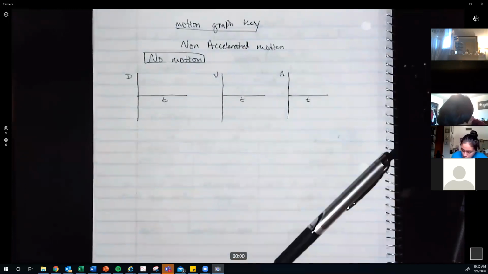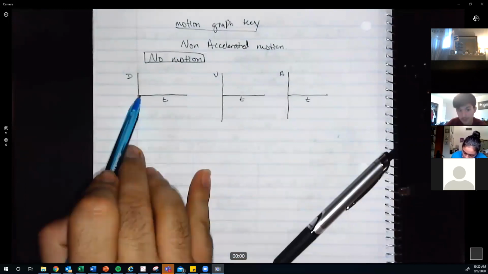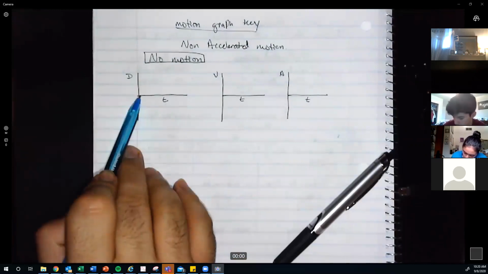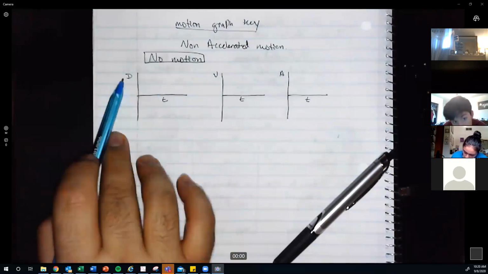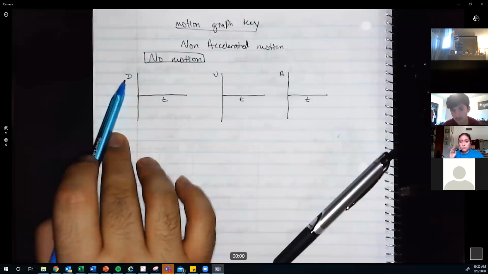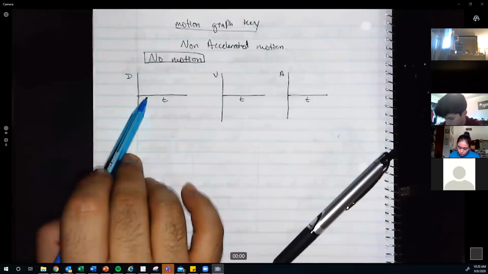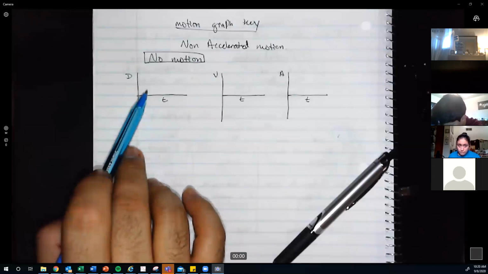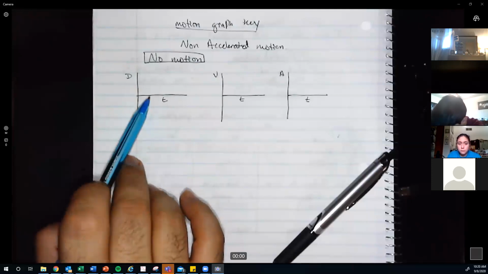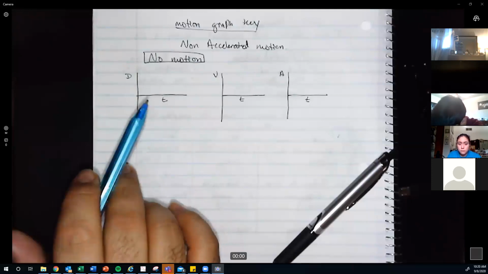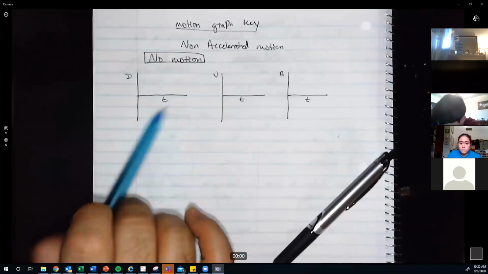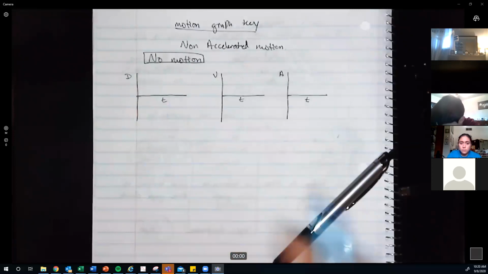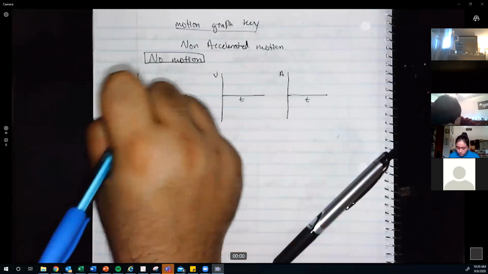Okay, so if there is no motion, I'm going to start everything at the origin just for simplicity's sake. What kind of displacement time graph are you expecting to see? Are you expecting to see a sloped line or a flat line? Sloped or flat? If it's not moving, it's going to be flat all the way through.